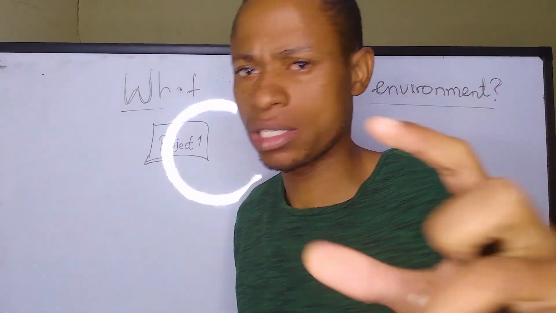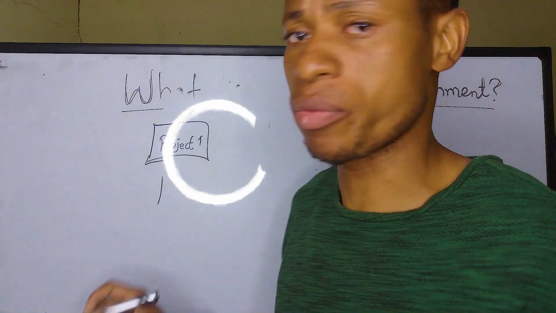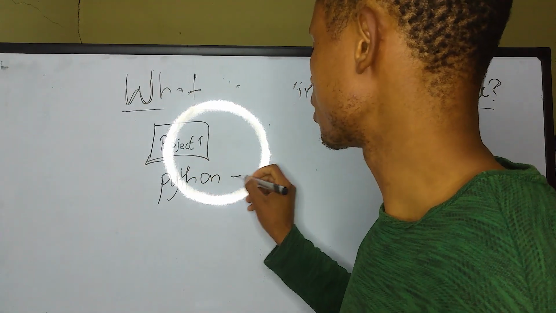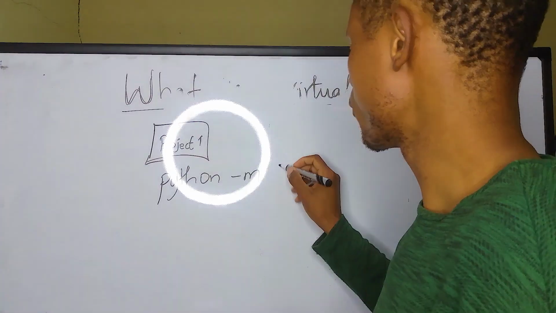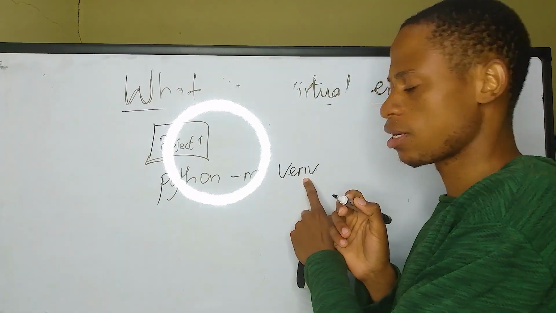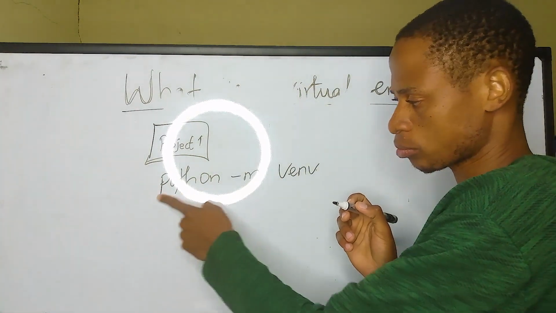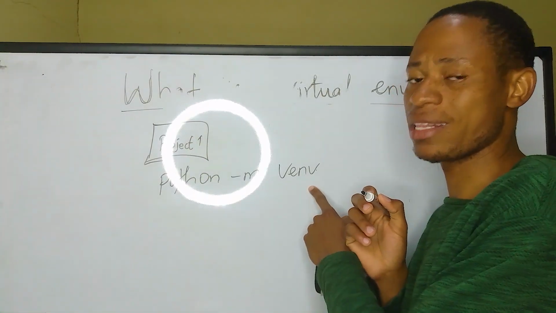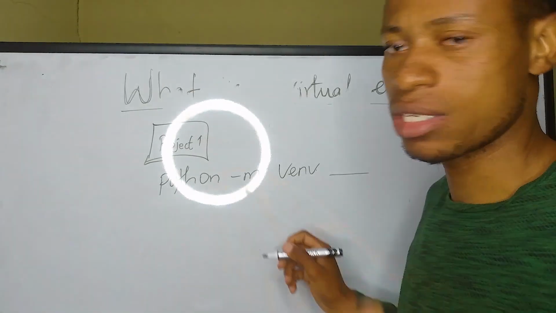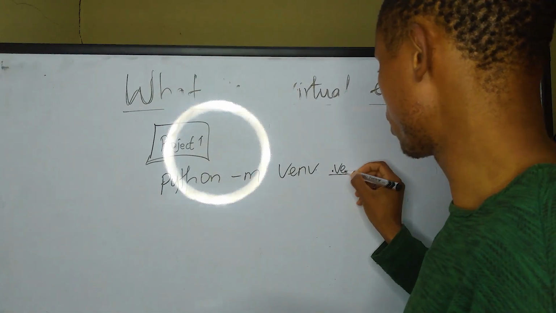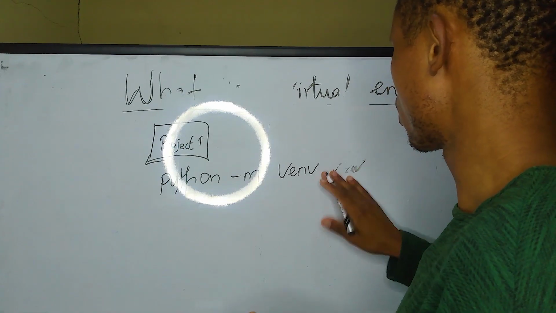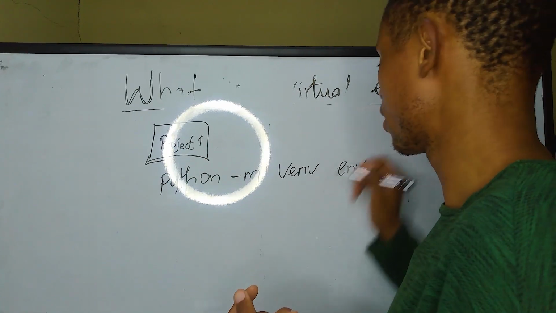To create a virtual environment, in this case using Windows, you say python -m venv, meaning virtual environment. This is a standard way of writing a virtual environment in the terminal. Then you give the name of the virtual environment. In this case, I'll just give it the same name, venv. You can give it any name you want.